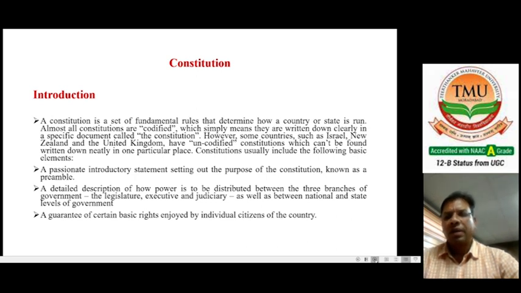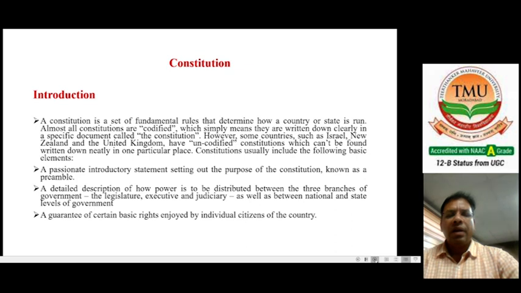However, some countries such as Israel, New Zealand, and the United Kingdom have uncodified constitutions, which cannot be found written down in one particular place. Constitutions usually include the following basic elements. A constitution is basically a written or oral fundamental document on which any country or nation is run.